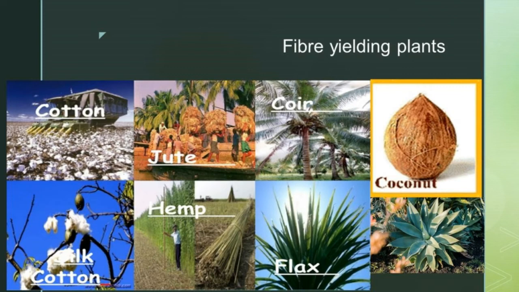Next, based on the plant parts. Plant fibers include seed hairs. Example, cotton. Stem fibers. Example, flax and jute. Leaf fiber. Example, agave. Husk fiber. Example, coconut.